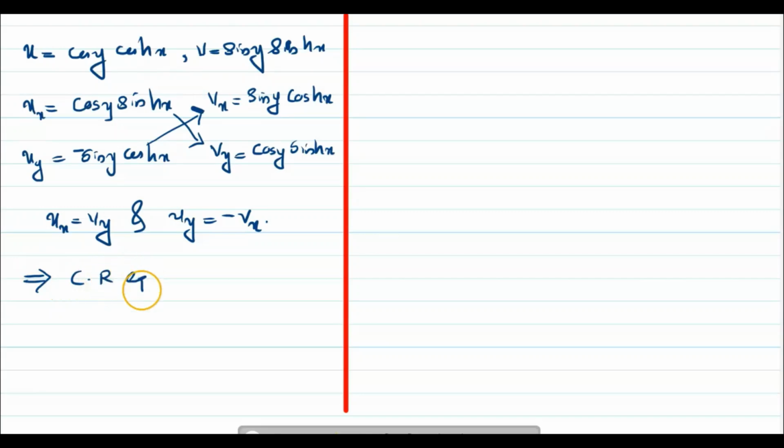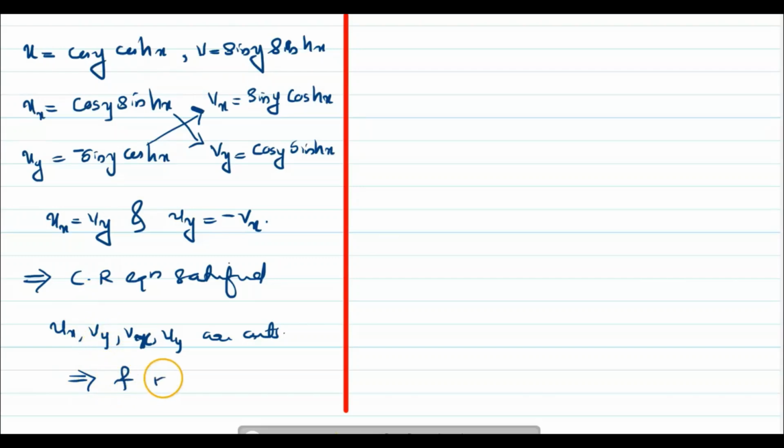Therefore the CR equations are satisfied. Also all the partial derivatives u_x, v_x, u_y are continuous. All the partial derivatives are continuous functions. u_x, cos y sinh x, sin y cosh x, all are continuous functions. Therefore, the CR equations are satisfied and all partial derivatives are continuous, which implies f is analytic. Therefore, f(z) = cosh z is an analytic function.